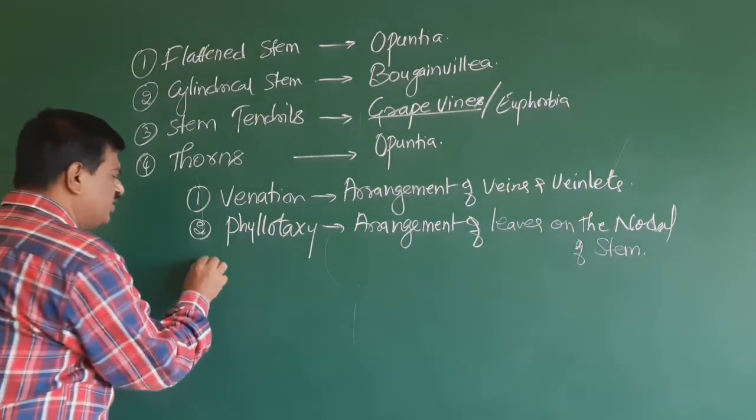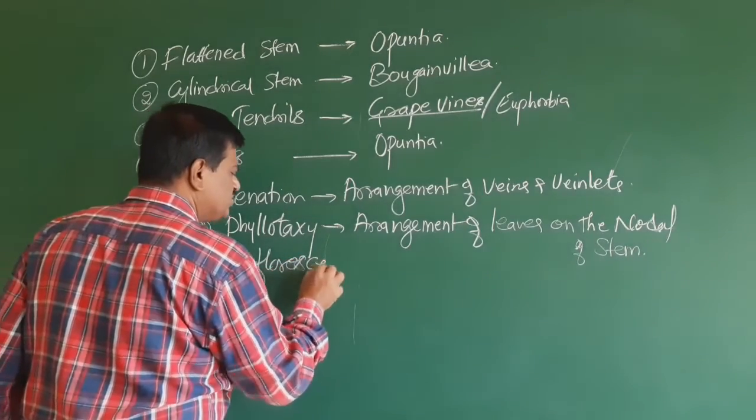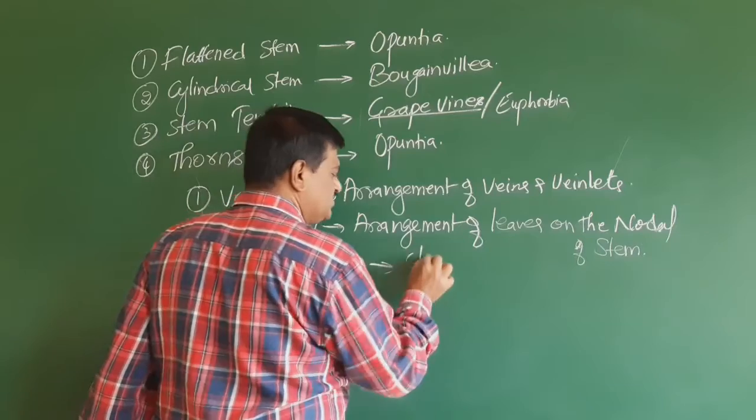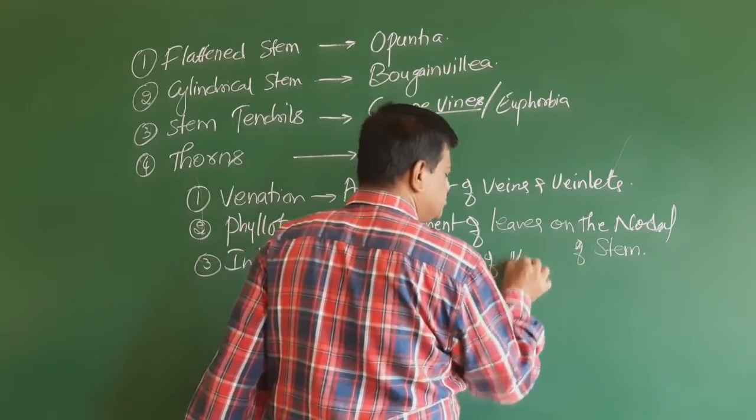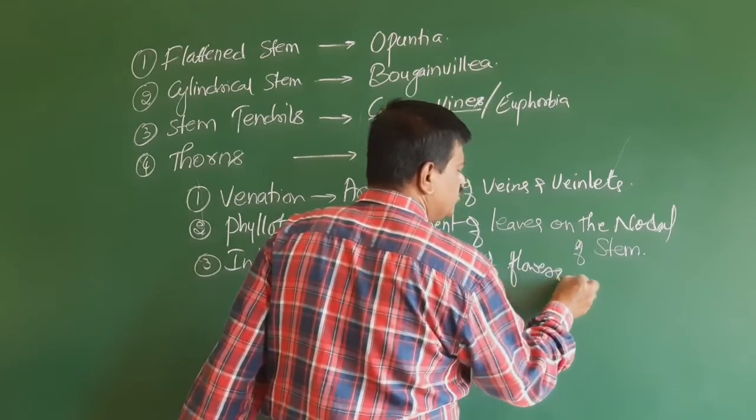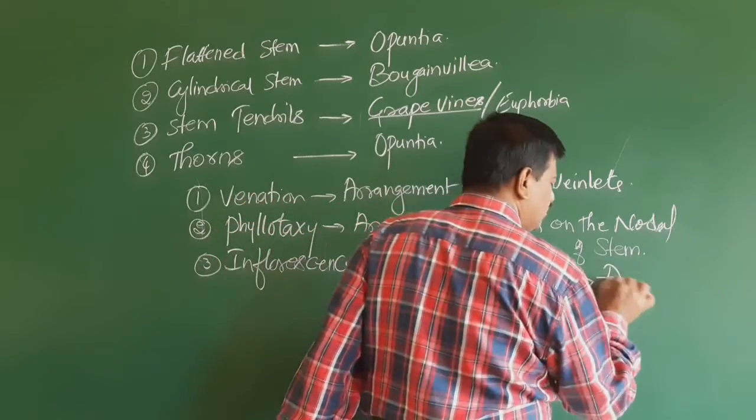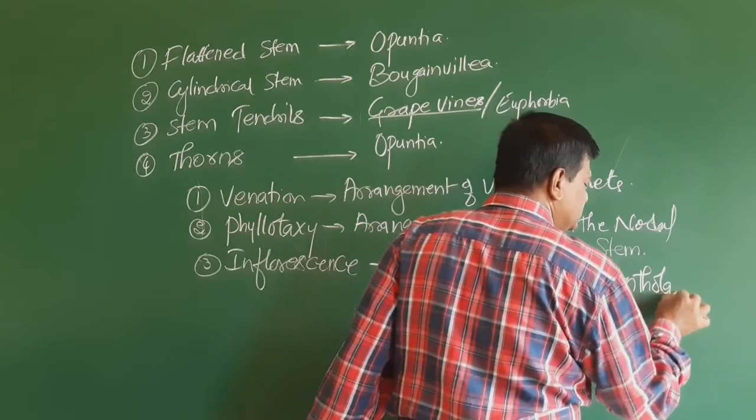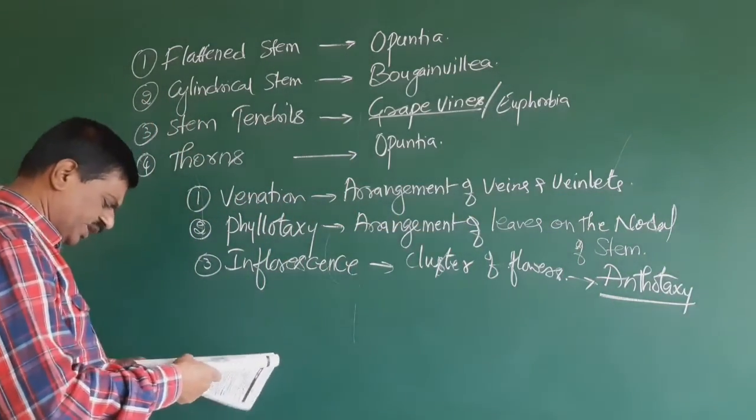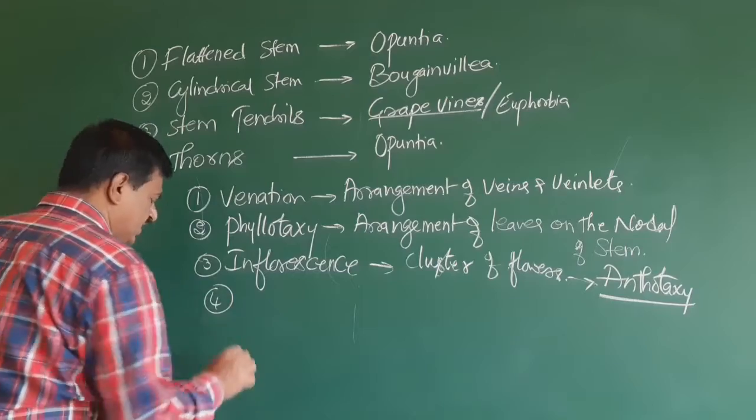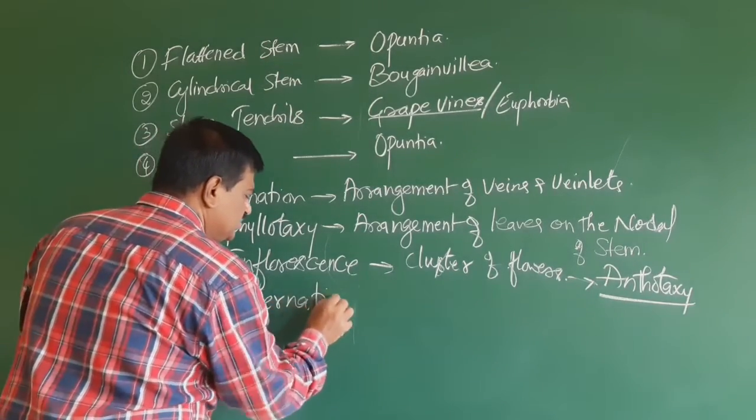And the third one is inflorescence. Inflorescence is called as the cluster or bunch of flowers. The study of inflorescence is called as anthotaxy. And the fourth one is vernation.